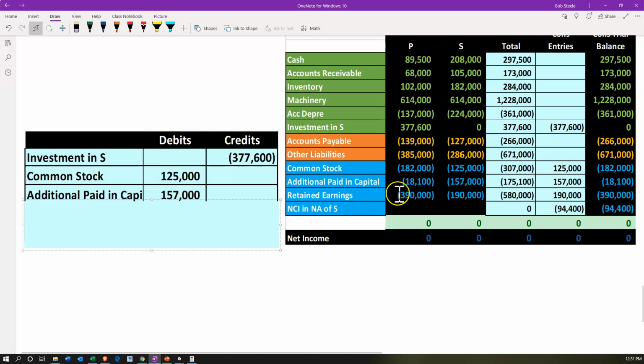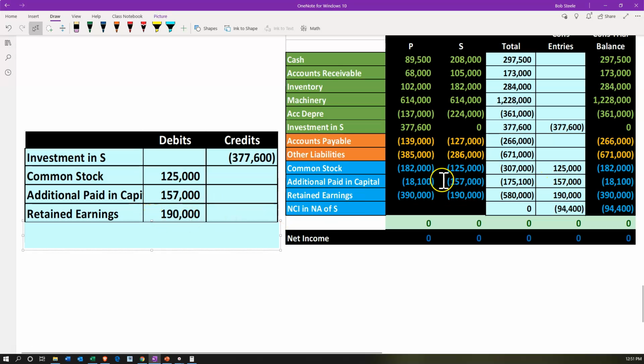Then we're going to go to the additional paid in capital. We are removing that 157,000. It's on the books as a credit. Therefore, we will debit it. So here's the parent's and subsidiary's added together. We are removing the subsidiary, back to the parent then. And then we have the retained earnings. So here's going to be the retained earnings at the 190. It's a credit here. We will do the opposite thing to it, debiting it. So then we have the parent, subsidiary, the total. We are removing the subsidiary back then to the parent.